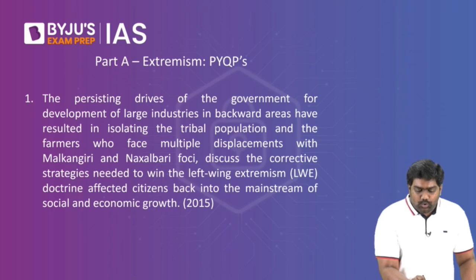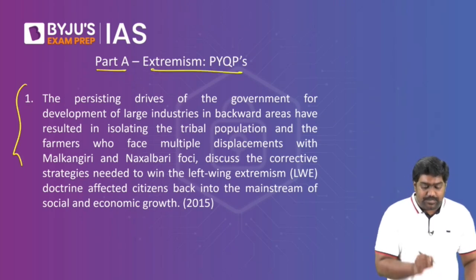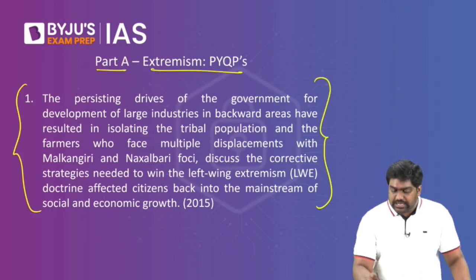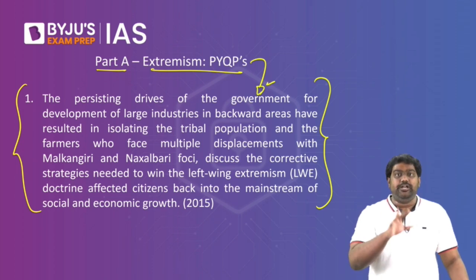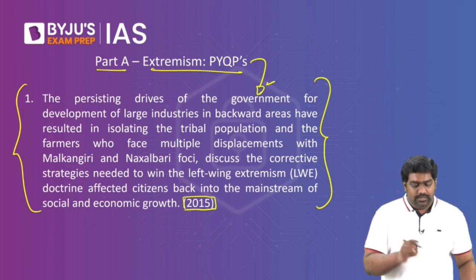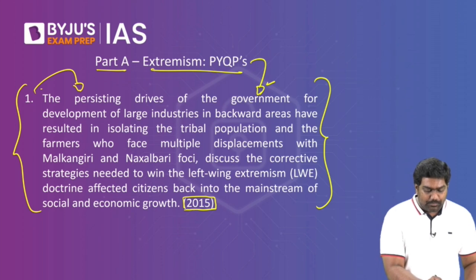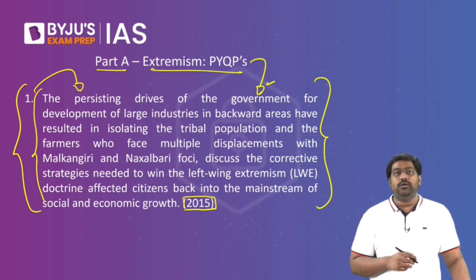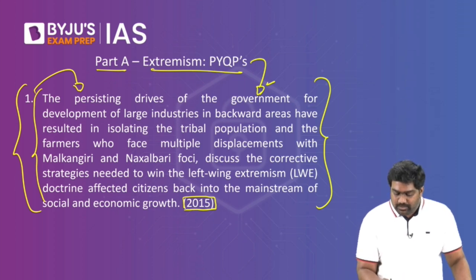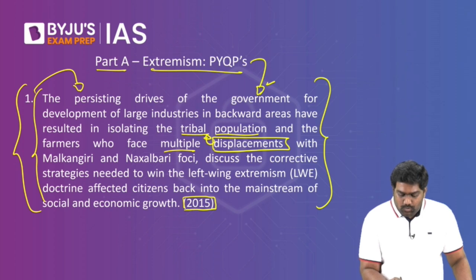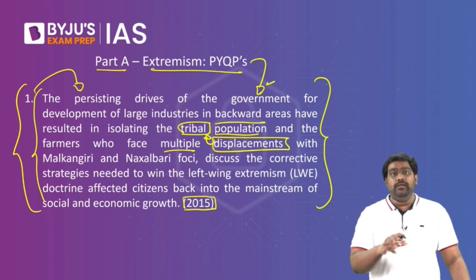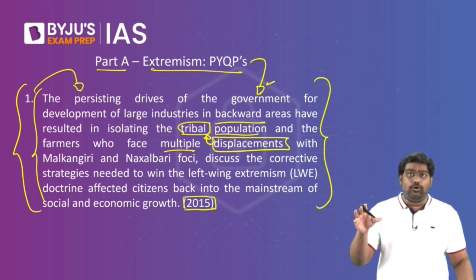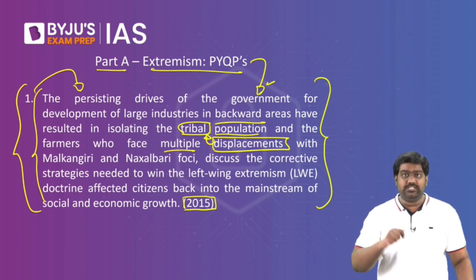Now let me just show you a few questions that have come in previous papers so that you are fully convinced about this structure and approach. This question dealt with the lack of development and how it drives extremism, especially in the Naxal corridor. The question was focusing on how issues like displacement impact the tribal community and how this drives recruitment for left-wing extremist groups like the Naxals.